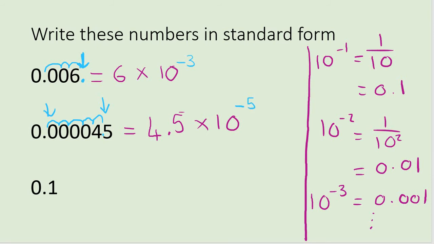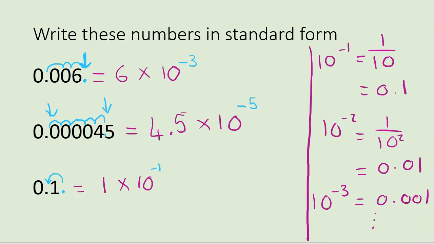And lastly, we have 0.1. So our number is going to be 1 times 10 to the something. How many spaces has that decimal point moved? Well, it would be here if it was 1, so it's just moved 1. So it's times 10 to the minus 1. And that matches up. We've already calculated 10 to the minus 1 over here, and it's 0.1. So that's how we put numbers in standard form.